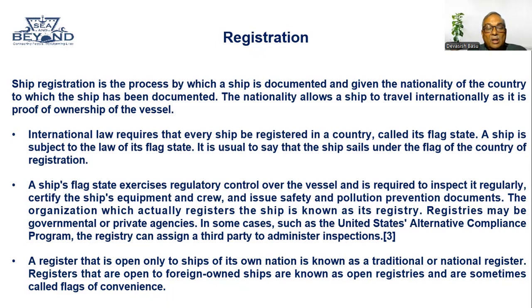Registers that are open to foreign ships are known as open registry and sometimes called the flag of convenience. So what happens is there are registries which we call open registry. That means anybody from any country can come and register the vessel in that country. It is known as open registry or flag of convenience because for some convenience I am going to that place. That is Panama. It's one of the main countries where you have open registry, and we also call it flag of convenience.